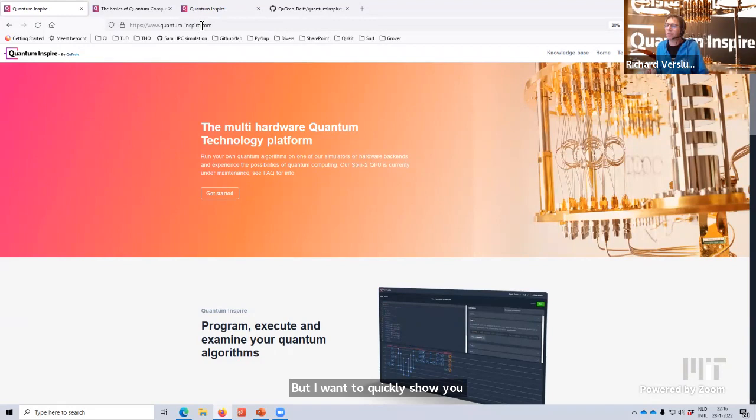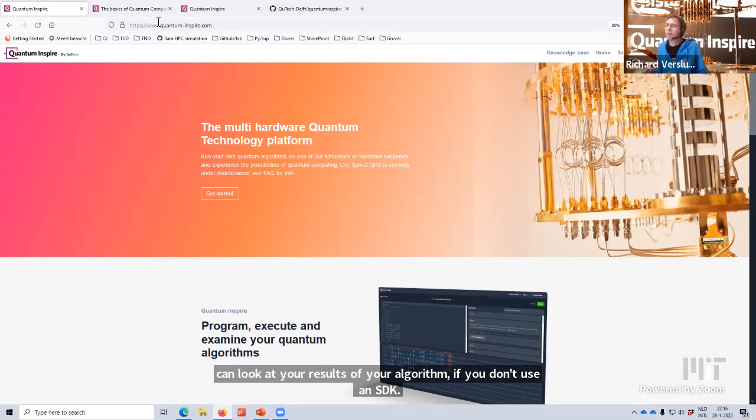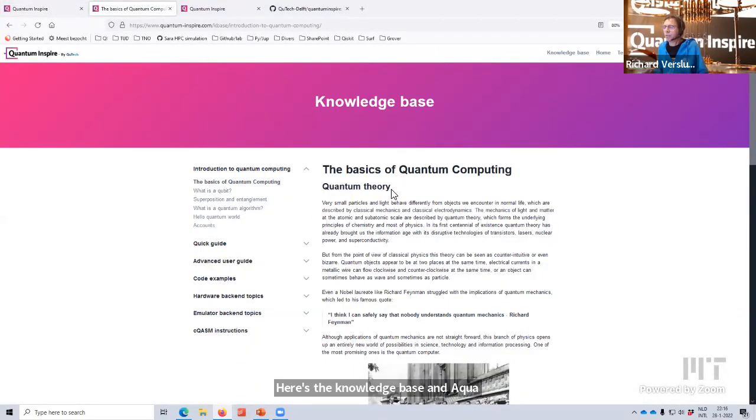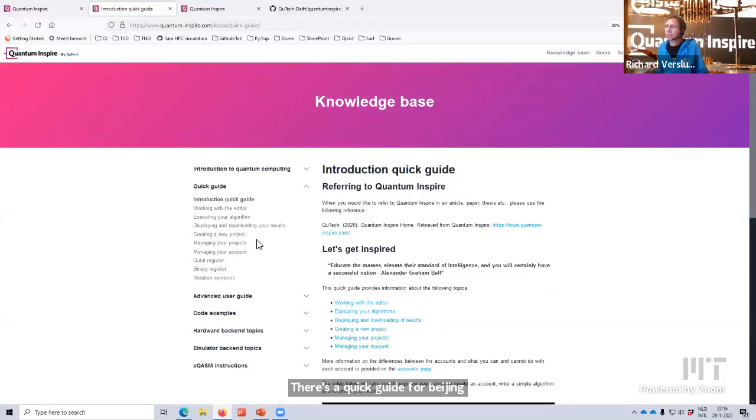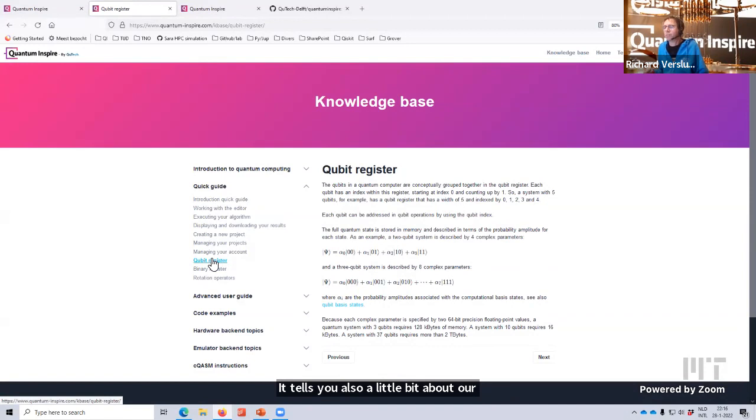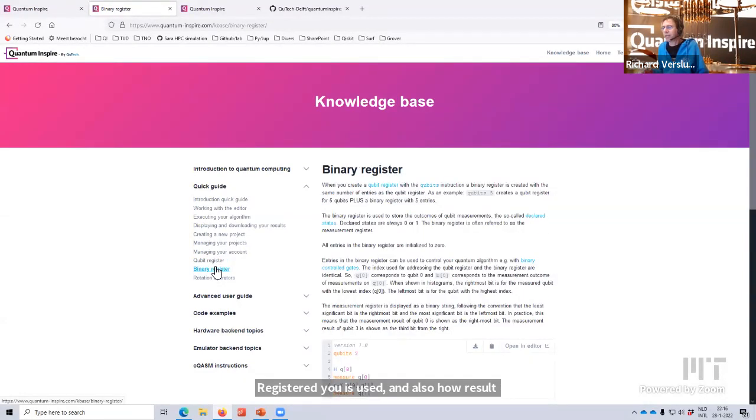So if you go to quantuminspire.com, you'll find our website. Here you can log into your own environment where you can look at your results of your algorithm if you don't use an SDK. Here's the knowledge base, and I'll quickly go there. So the knowledge base gives you all kinds of information. If you're new into quantum computing, you can find here a basic introduction about quantum computing. There's a quick guide for basic users that tells you a little bit how to work with our editor, how to execute algorithms, how to create a new project, etc. It tells you also a little bit about how the qubit register is used, and also how results are stored in a binary register.